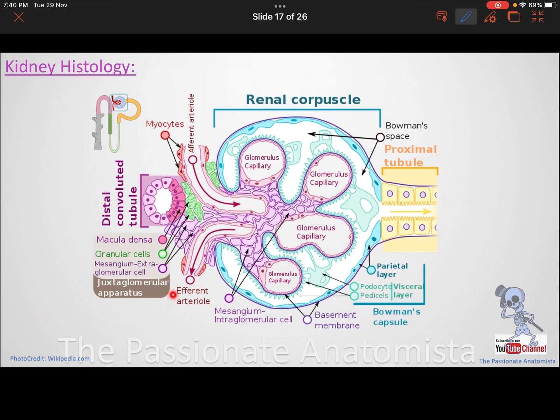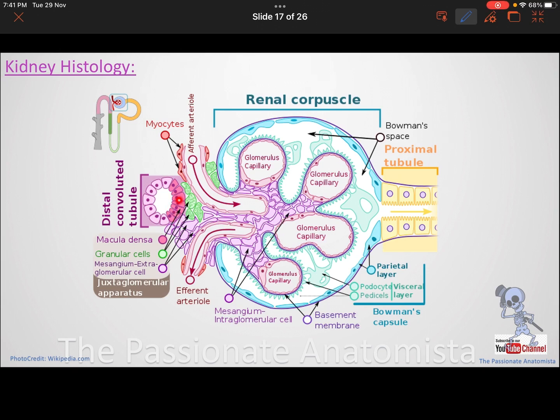The juxtaglomerular cell, guys, is part of an apparatus, and that apparatus as a whole is very important in maintaining blood pressure and sensing low sodium levels in blood. So what's going to happen is we will have the afferent arterioles bringing the blood to the glomerulus, and then you have the efferent arterioles coming out of the glomerulus. So we will have densely packed cells in the distal convoluted tubule that have the ability to sense any change in the sodium level and blood pressure.